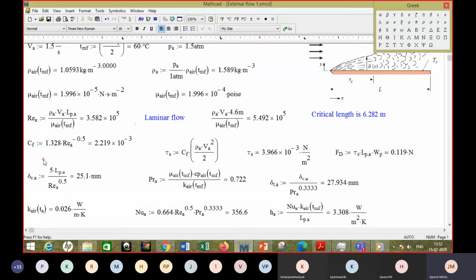So the formula, if you remember, is CF is 1.328 into Reynolds number raised to minus 0.5. This is for the laminar region, the average value of CF. So you put your Reynolds number in that and you get CF, right? So it is 2.2219 × 10^-3. So that's the value of CF.